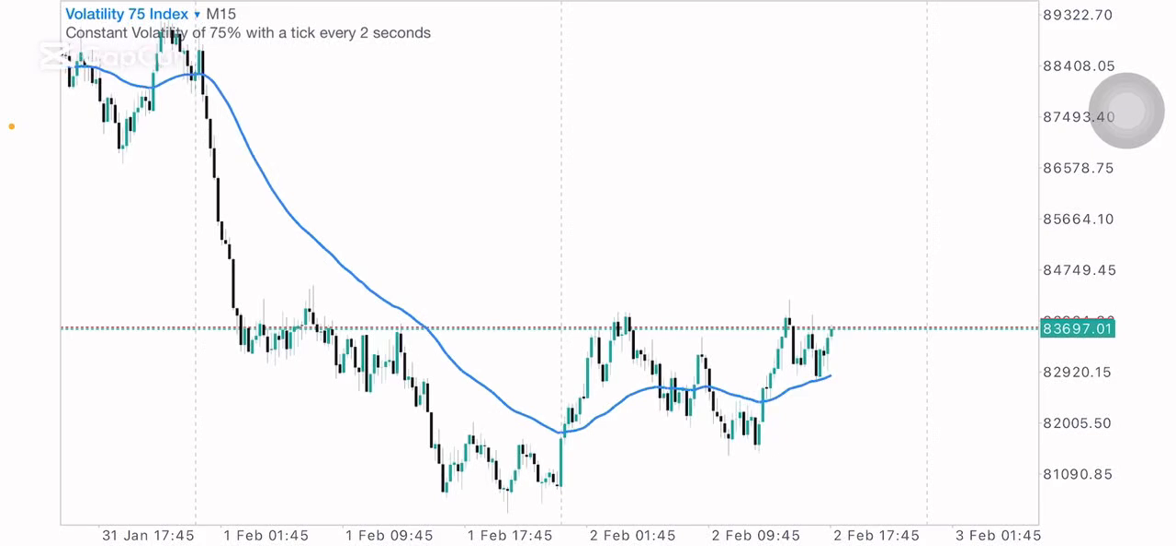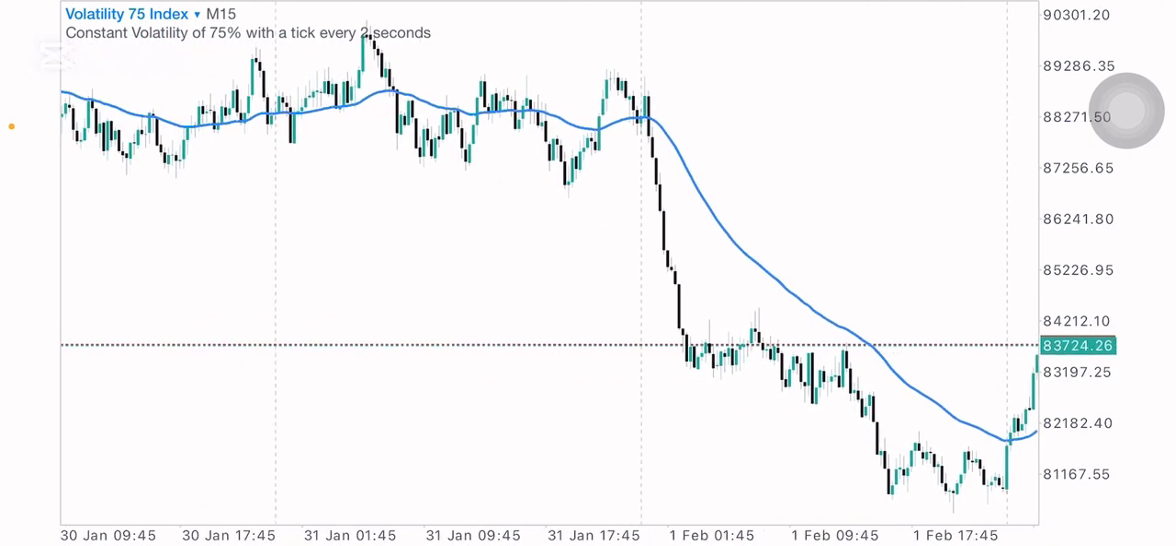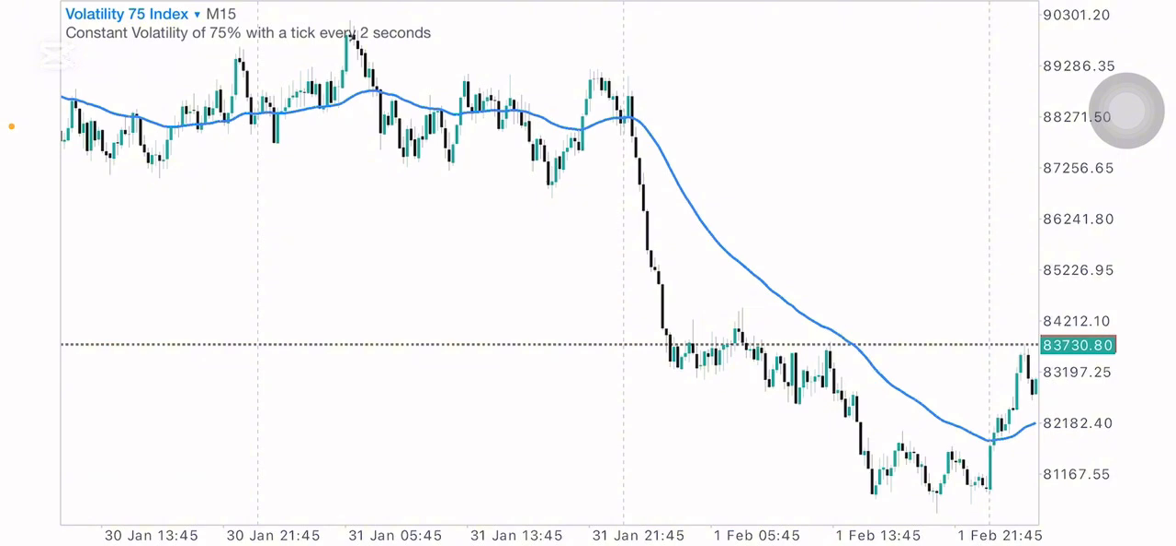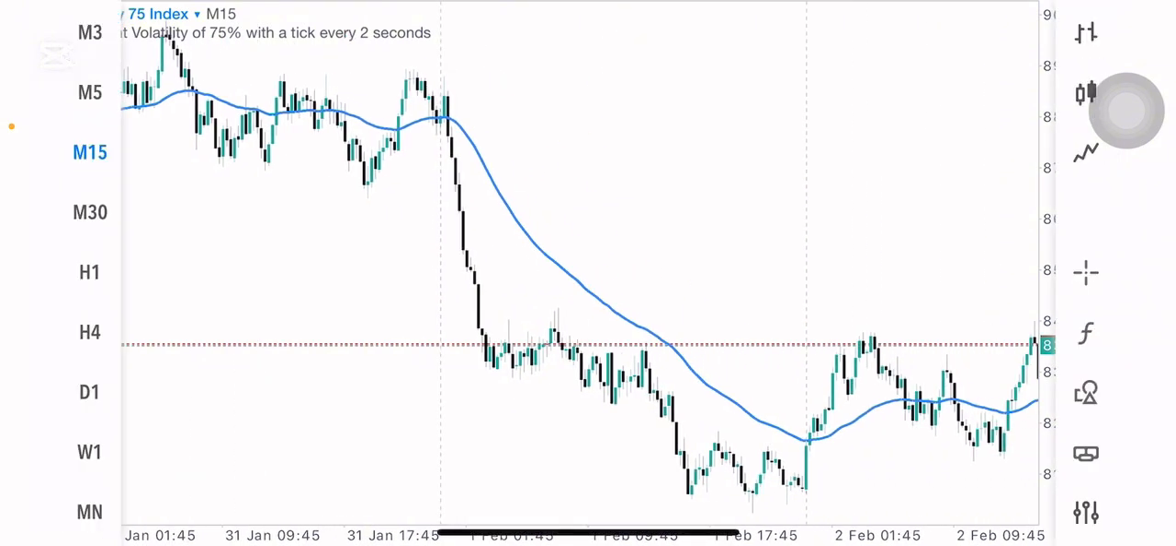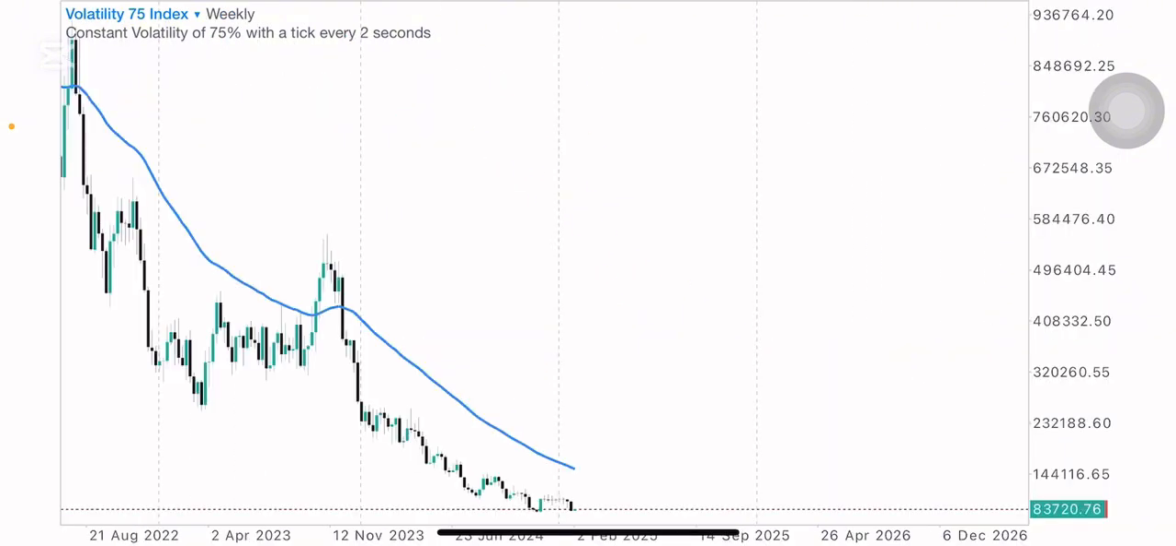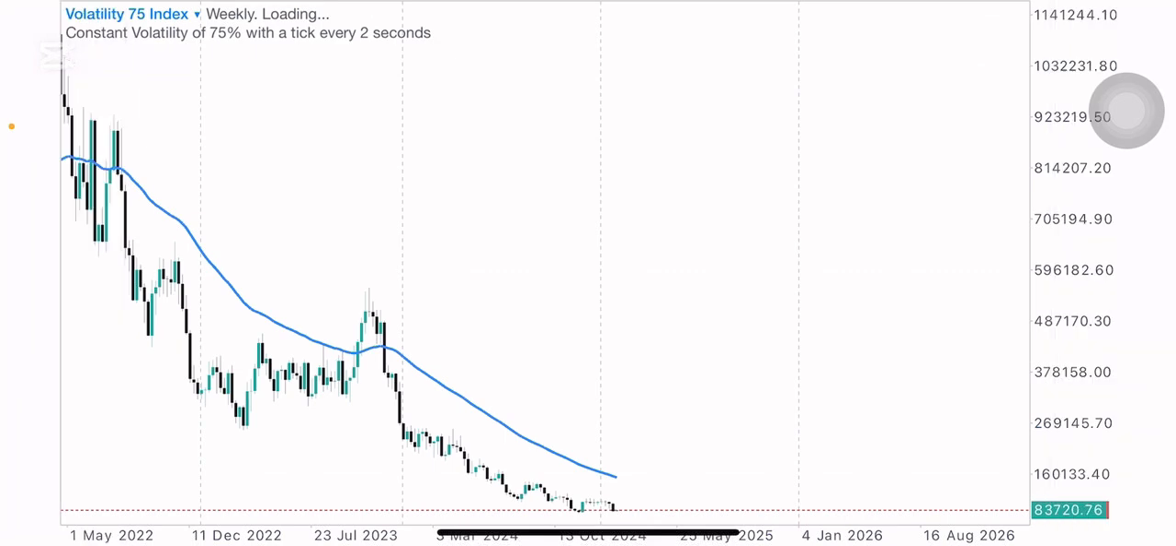Today I'll be doing the weekly forecast on synthetic indices. Yesterday I did the forecast on currency pairs. Today we'll be doing it on synthetic indices. So starting with VIX 75. So this is actually a weekly forecast.